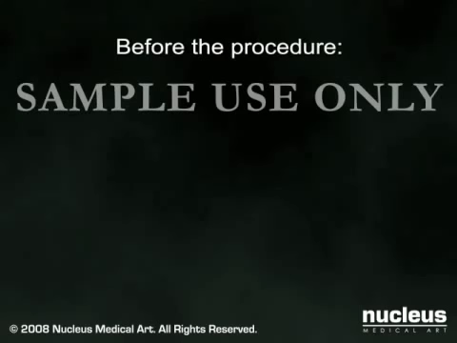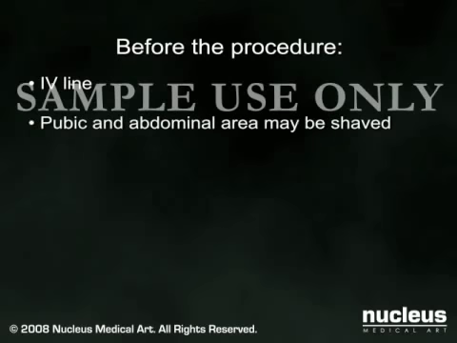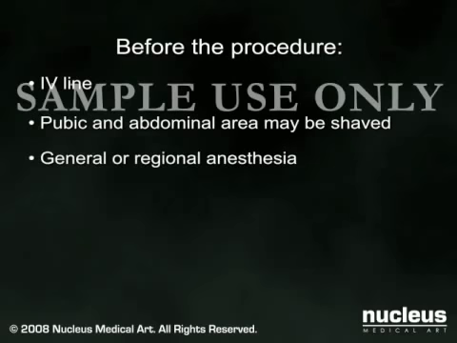When you arrive at the hospital for your surgery, an intravenous line will be started. If you are having an abdominal hysterectomy, your pubic and abdominal area may be shaved. Hysterectomies may be done under general or regional anesthesia.